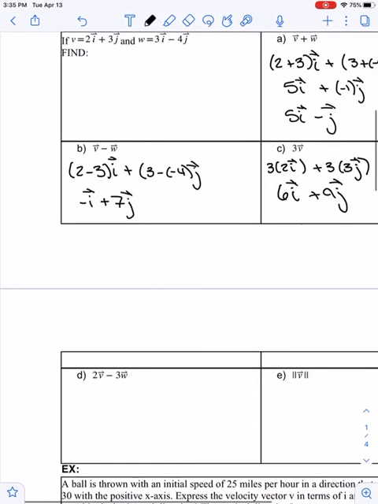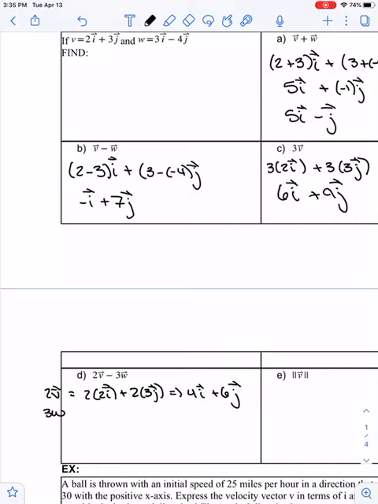All right, next we're doing kind of a multiple step. So first we're doing 2 times v minus 3w. First you apply the scalars. So first you have to multiply each one by their 2 or their 3, and then we can subtract them. So let's do 2v first. So 2 times 2i plus 2 times 3j. So that equals 4i plus 6j.